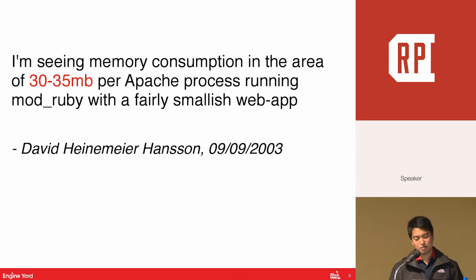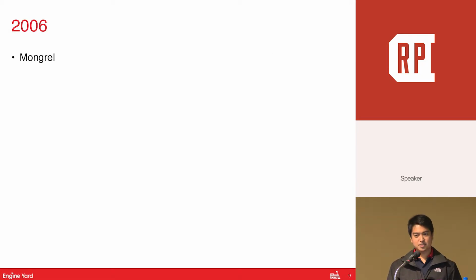I'm not sure what this web app is, but it could be the beginning of Basecamp. But I'm surprised, 30 to 35 megabytes per process. If Rails apps today used that much memory, I'd probably be out of a job. Then someone replied saying, yeah, that's a bit high, my processes are just 8 to 10 megabytes. So that was 2003.